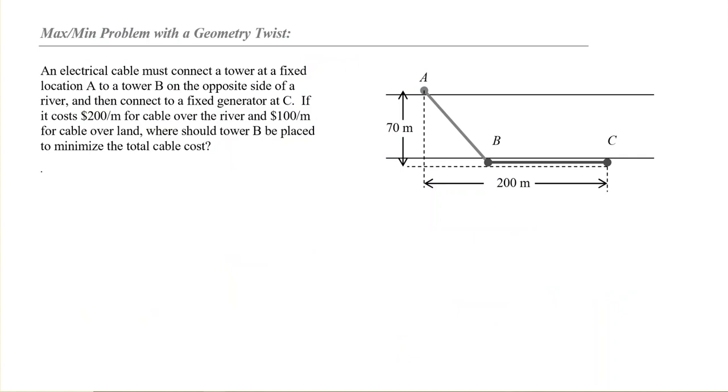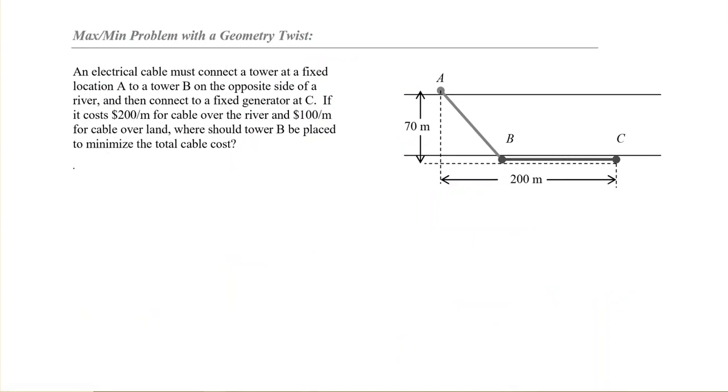Let's take a look at one more maxima minima problem. So take a moment and read this problem carefully. In this problem, an electrical cable must connect a tower at a fixed location A to a tower on the opposite side of a river, B. So tower B is here.